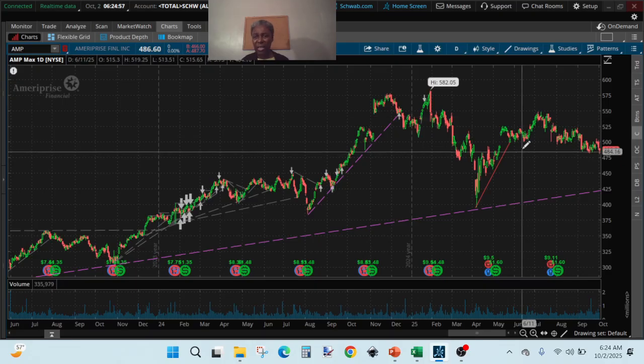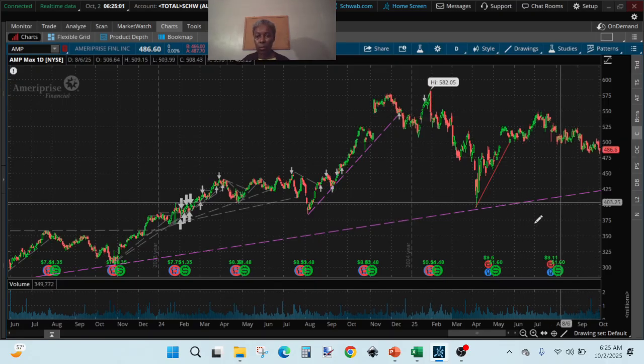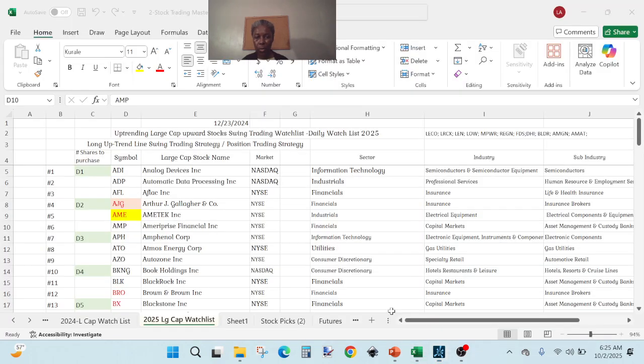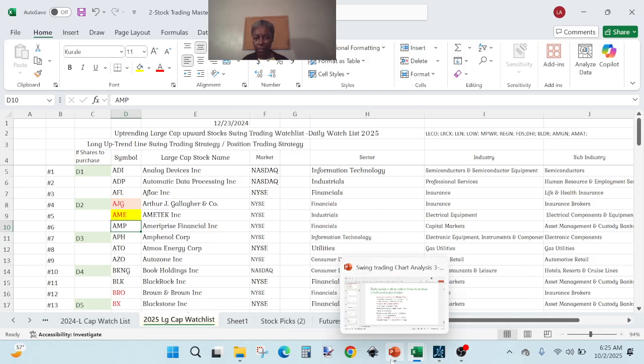But I wouldn't want to buy this one. So this will be a no for me. Even though I don't have it in my portfolio, it is a no for me, even if today is a green bar. So that is how I will do my chart analysis.